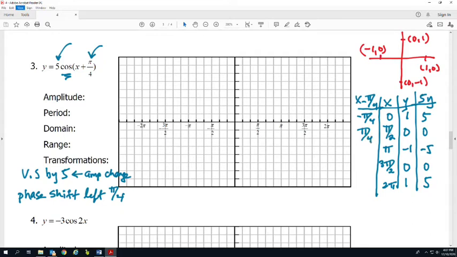Pi minus pi over 4 is 3 pi over 4. 3 pi over 2 is the same thing as 6 pi over 4. So when you subtract pi over 4, you get 5 pi over 4. And then this would be 7 pi over 4. All right, so let's see if I can graph this. I'm going to pause it and kind of plot my points so you don't have to watch me scramble through that.